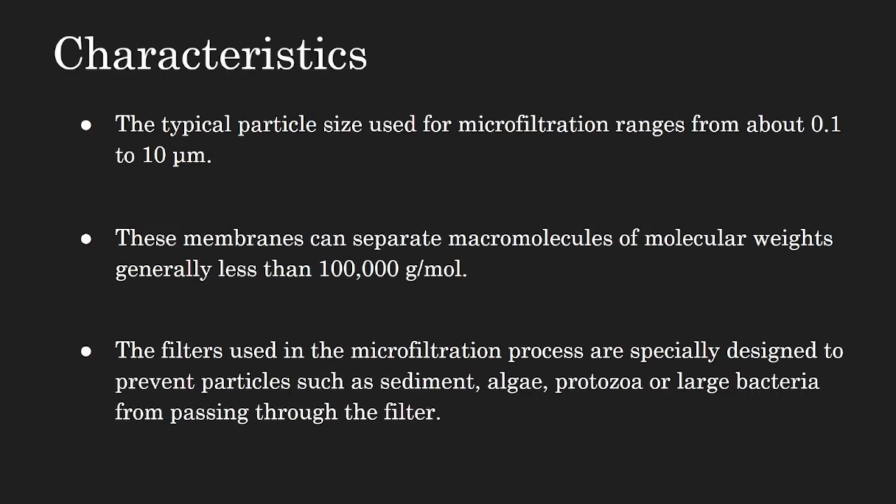Next, we will see some characteristics of microfiltration. The typical particle size used for microfiltration ranges from about 0.1 to 10 micrometers. These membranes can also separate macromolecules of molecular weights generally less than 100,000 grams per mole. The filters used in microfiltration are specially designed to prevent particles such as sediment, algae, protozoa or large bacteria from passing through the filter.